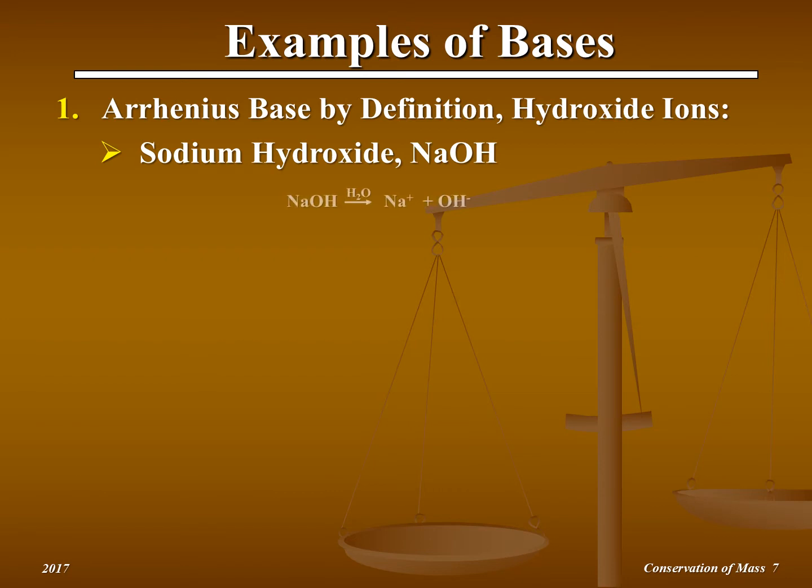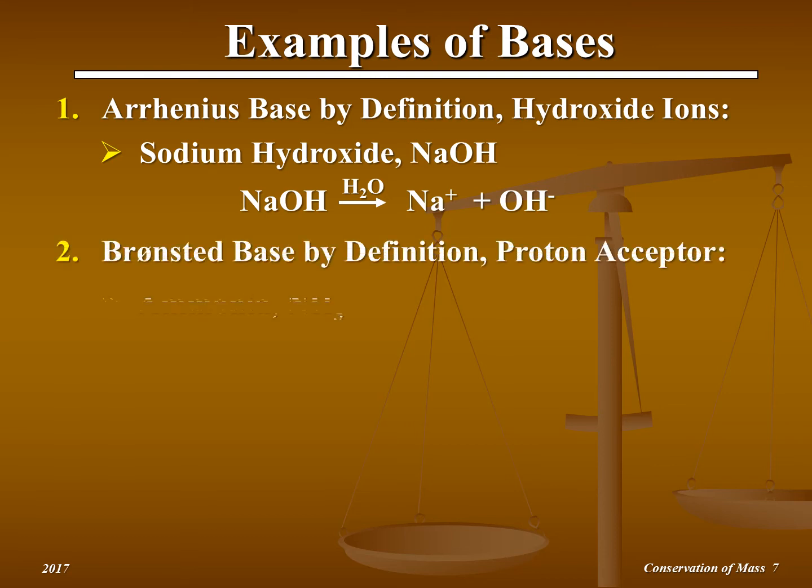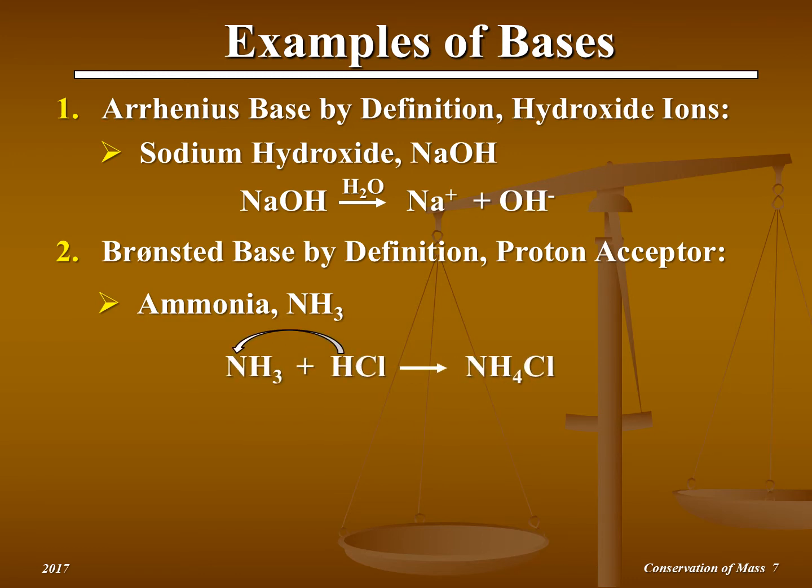An example of an Arrhenius base is sodium hydroxide. When it is dissolved in water, it forms sodium ions and hydroxide ions. Hydroxide ions have the formula OH-. Ammonia is a Bronsted base because it accepts protons. In the reaction with hydrochloric acid, it captures a proton from the acid as shown in this diagram. The product is ammonium chloride, which has the formula NH4Cl.